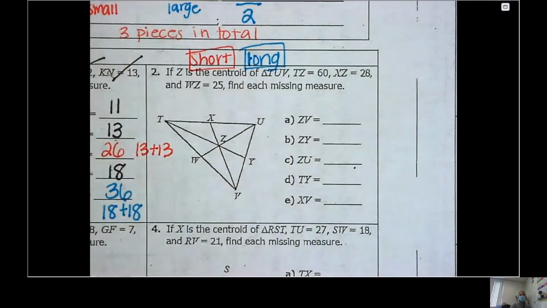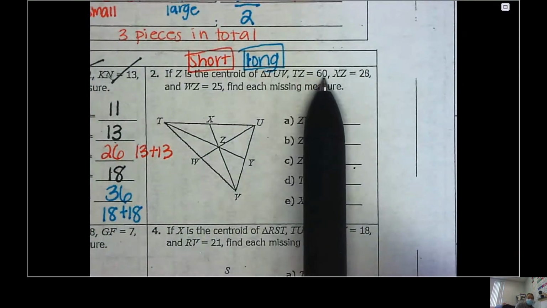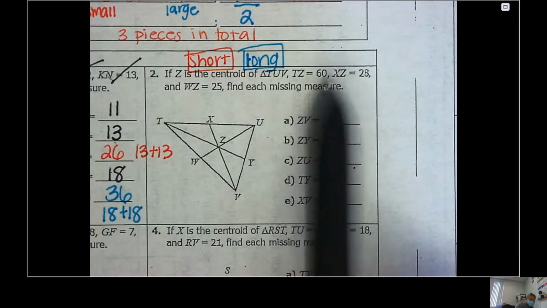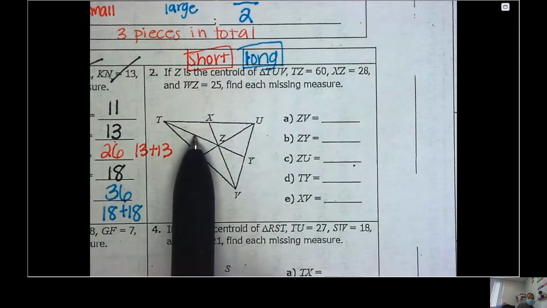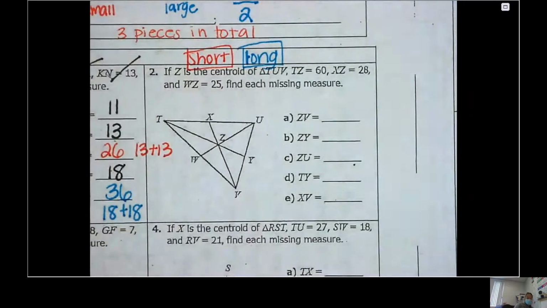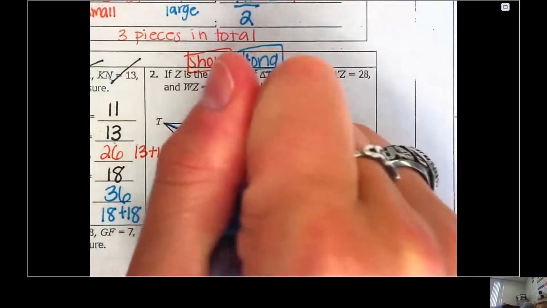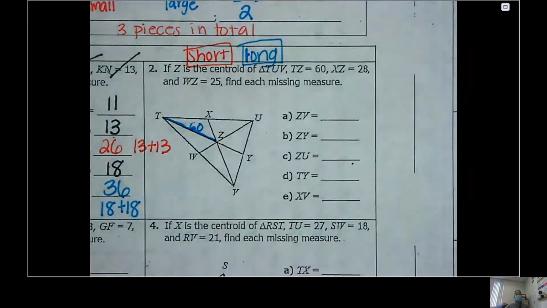Okay, so here's the first thing that it gives me. TZ is 60. Now, is TZ inside or outside of your triangle? It's inside your triangle. Is TZ the long piece or the short piece? It's the long piece. So I'm going to put 60. That's my long piece. Maybe you just highlight it and write it with pencil. TZ is my long piece.